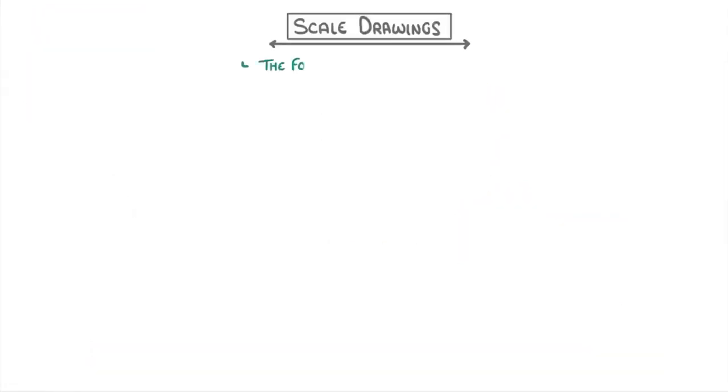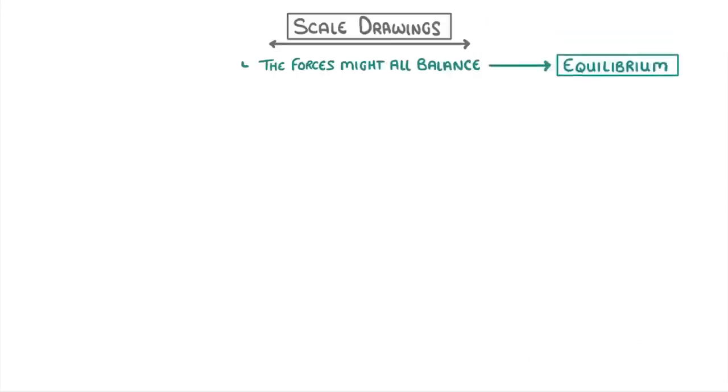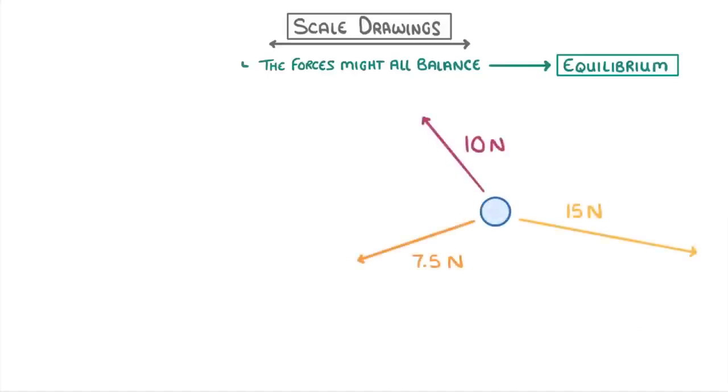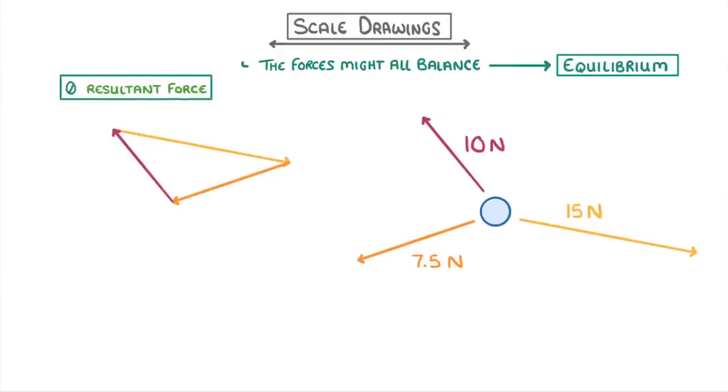In some cases, the forces might all balance, in which case the object will be at equilibrium. For example, if we had a particle that had these 3 forces acting on it, then to find the overall force, we just arrange the 3 arrows tip to tail like before. And because they all join up perfectly like this, it means there must be 0 resultant force.